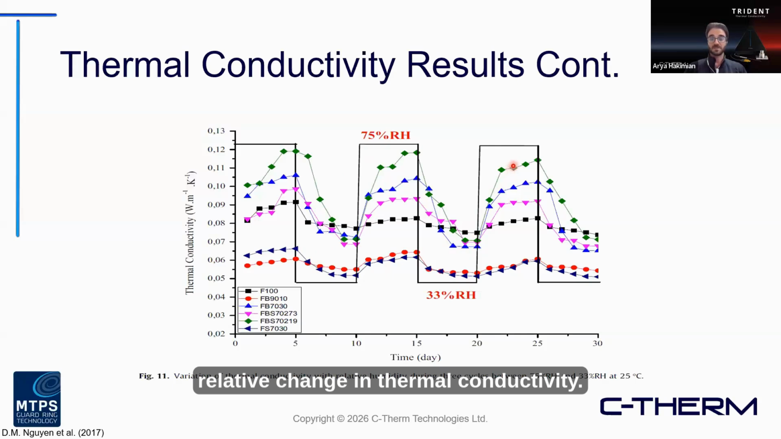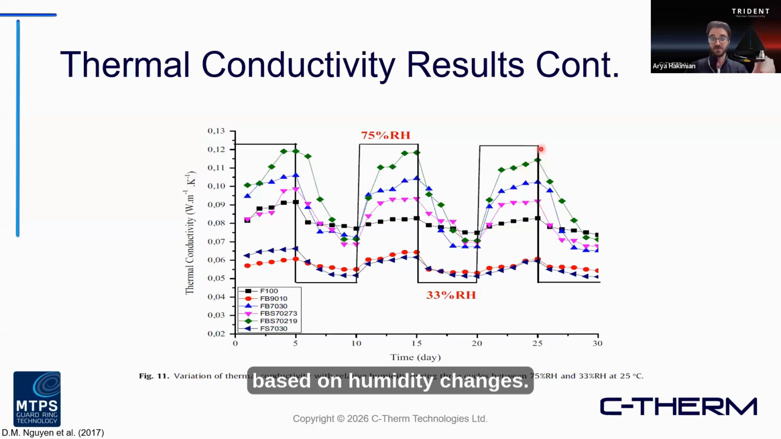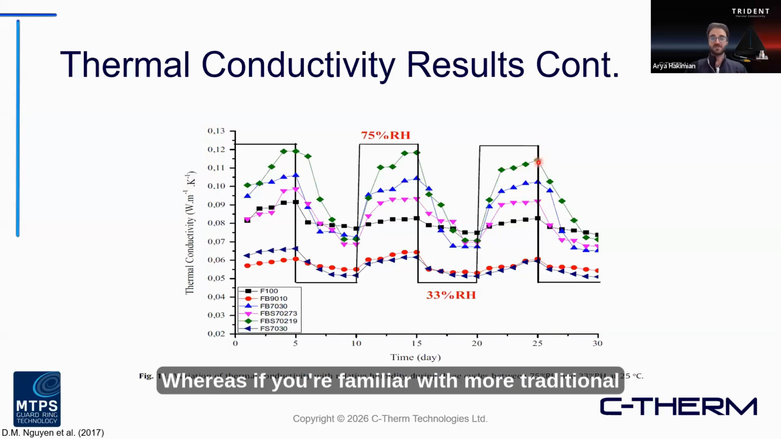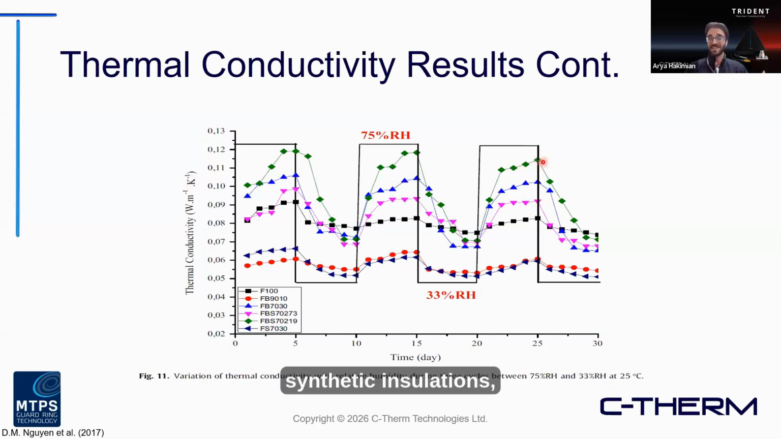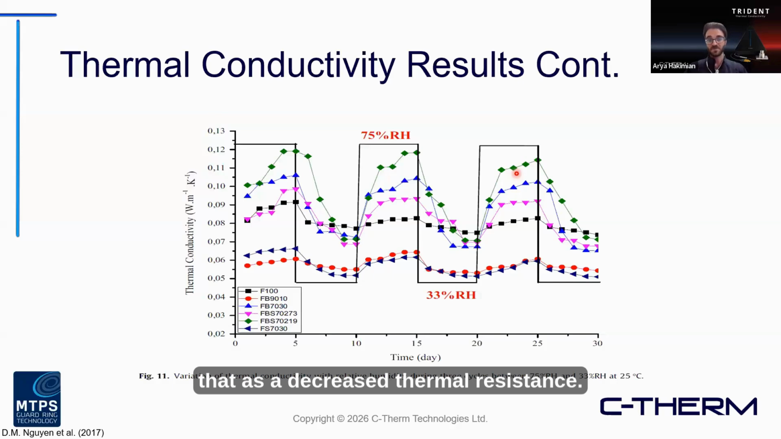change in thermal conductivity. Interesting with bio-based materials, they are typically more attuned to being able to handle those shifts based on humidity changes. Whereas if you're familiar with more traditional synthetic insulations, typically once they get wet or saturated, there's a very sharp drop-off in performance. So you get an increased thermal conductivity, or view that as a decreased thermal resistance.